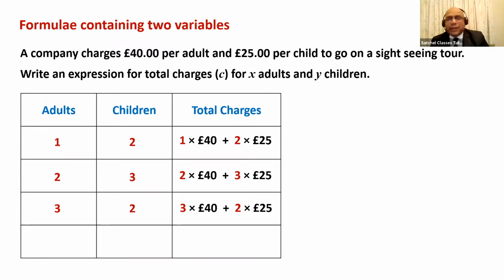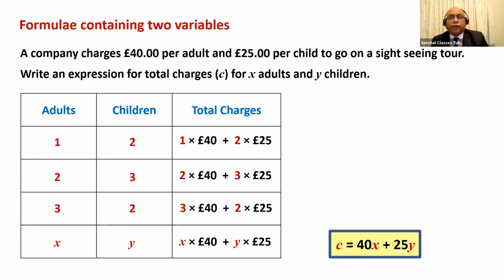And now, as per the question, we have X adults and Y children. As you can see the pattern, you multiply the number of adults by 40 and the number of children by 25 to arrive at the total charges. So in this case, X will be multiplied by 40 and Y will be multiplied by 25. So X times 40 plus Y times 25 will be the total charges. And the total charges need to be represented by the letter C. So your final answer would be C equals 40x plus 25y.